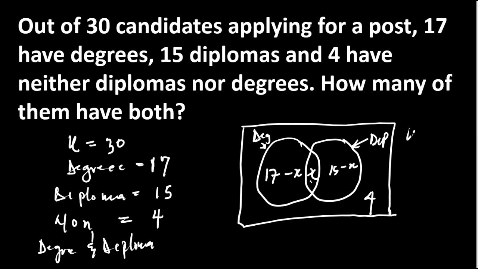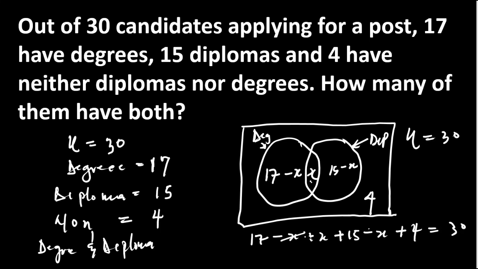While the total set already, we told, is out of what? 30. So that 30 equals 17 minus X plus 15 minus X plus 4. Now, minus X plus minus X... the X terms combine. I have 17 plus 15, that's 32. 32 plus 4, that's 36. So that 36 minus X equals 30.